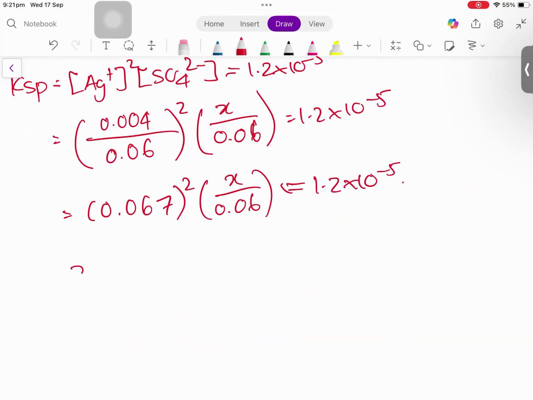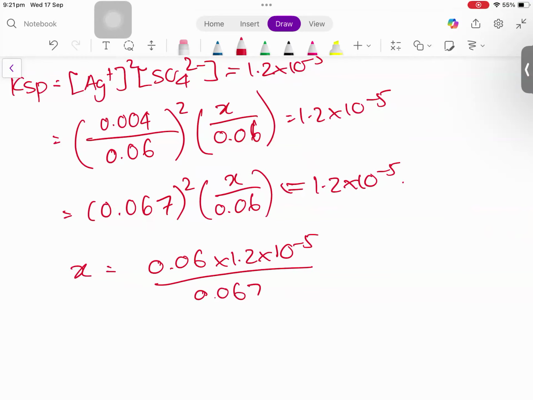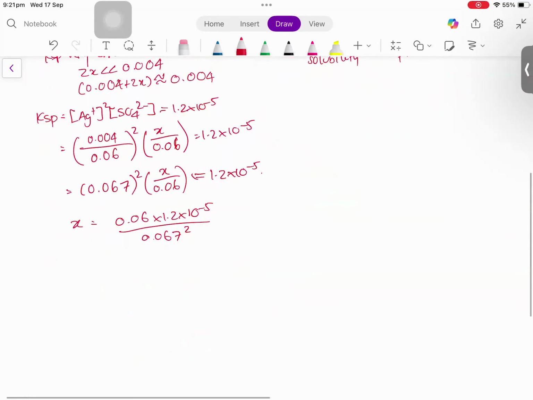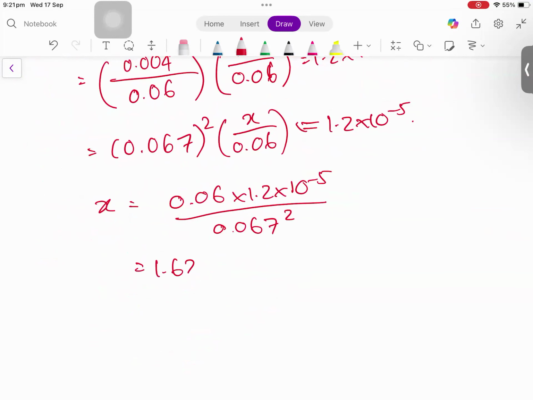Rearrange this to solve for it, multiply the 0.06 over, and then divide by the 0.067 squared. So remember, x is your molar solubility, yeah? It is going to be 1.62 times 10 to the minus 4 mole.